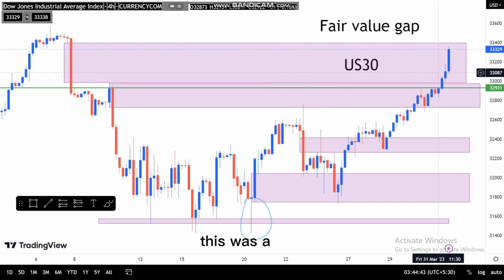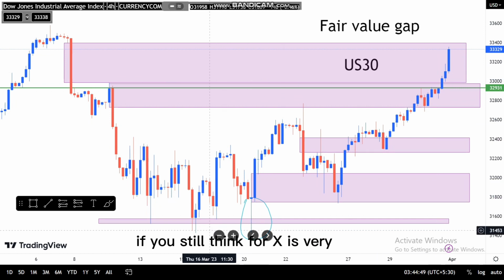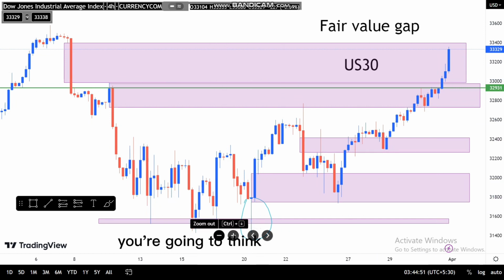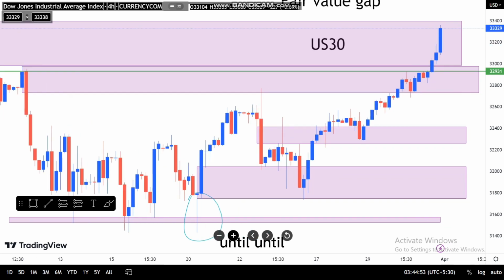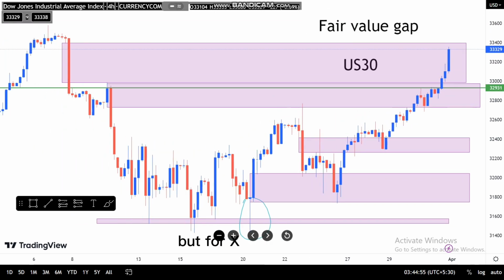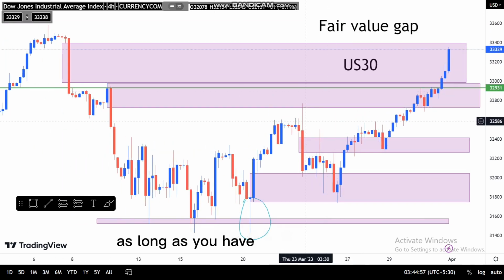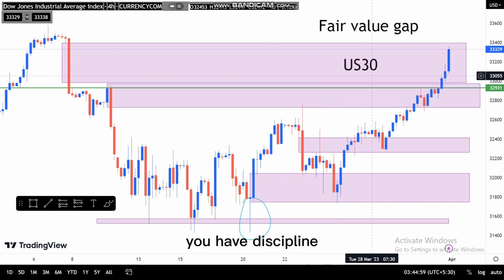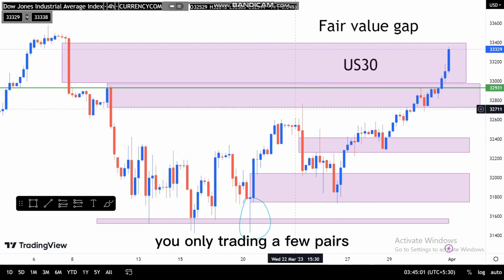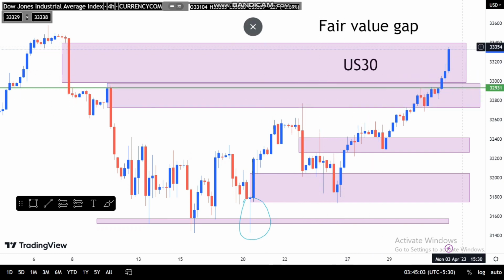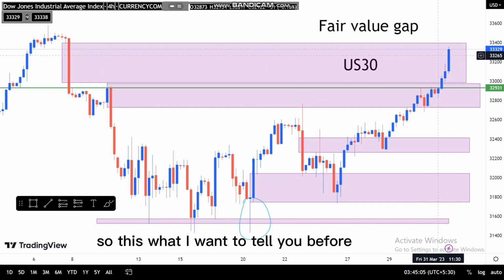But traders, this was a very good setup. I don't even know what to tell you guys. If you still think forex is very hard, you're going to think forex is very hard until I don't know. But forex is very easy as long as you have proper psychology, you have discipline, you're only trading a few currency pairs, you will master forex, guys. So this is what I want to tell you before I go off.